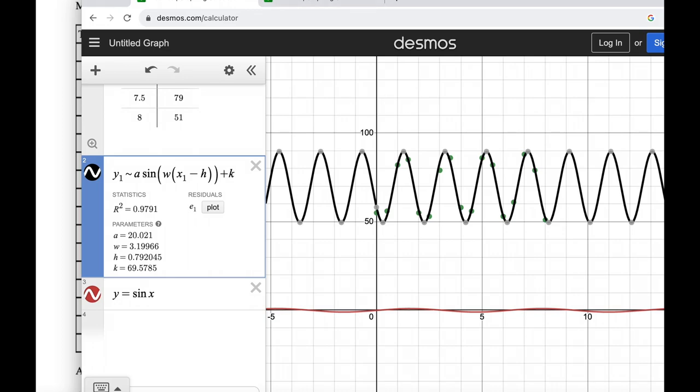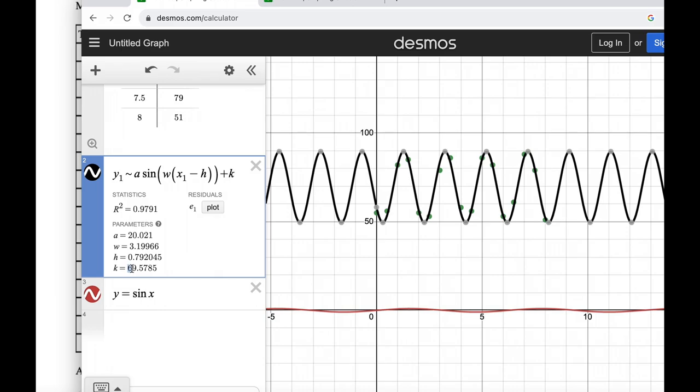Now, I said when I pulled the mass down that I was going to pull it down by 20 centimeters. And if you look at the value of A, A here stands for the amplitude of the wave. And as you can see, it is almost perfectly 20 centimeters. I also said that the equilibrium point of my sine wave was going to be 70 centimeters.